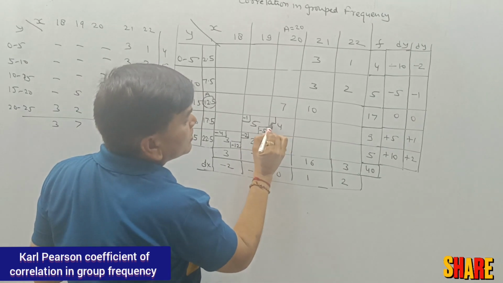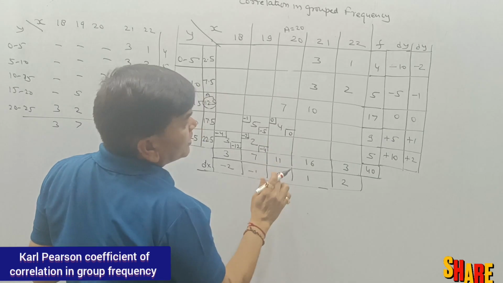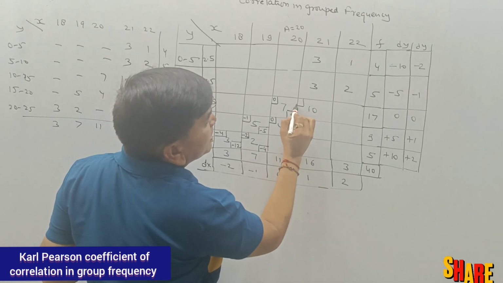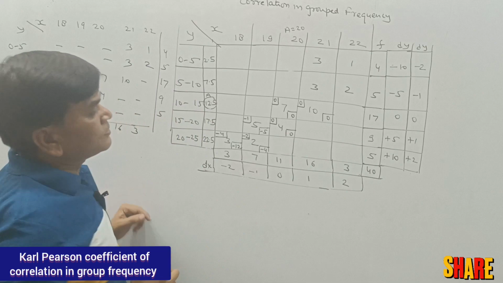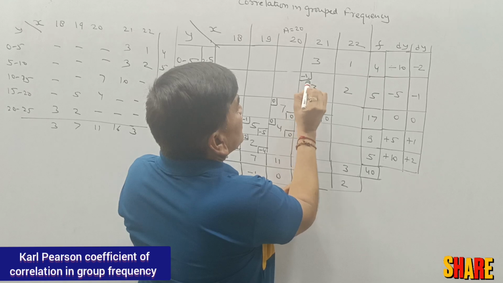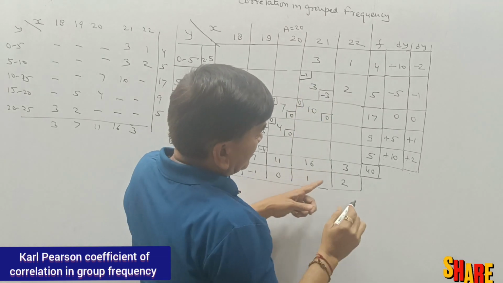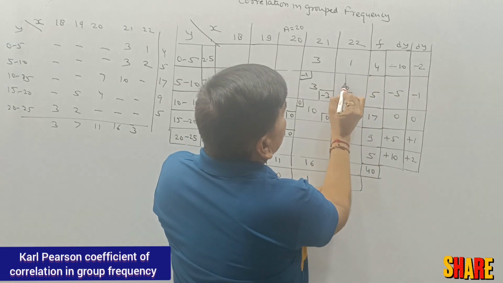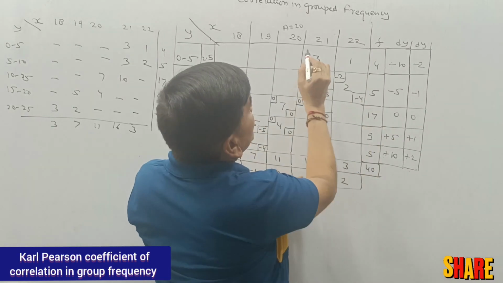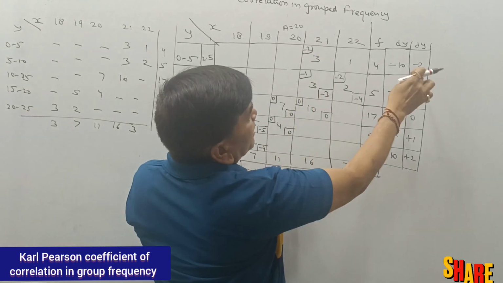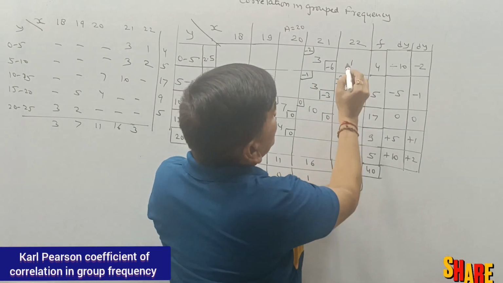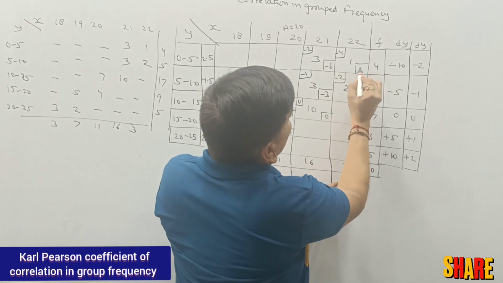Here 0 multiply by 0, that is 0. 0 multiply by 7, that is also 0. Here 1 multiply by 0, that is 0. 1 multiply by minus 1, that is minus 1, multiply by 3, that is minus 3. 2 multiply by minus 1, that is minus 2, multiply by 2, that is minus 4. 1 multiply minus 2, that is minus 2, multiply by 3, that is minus 6. 2 multiply by 2, that is minus 4.